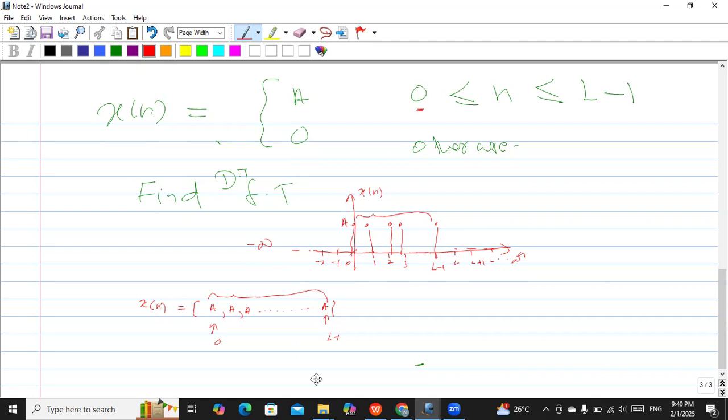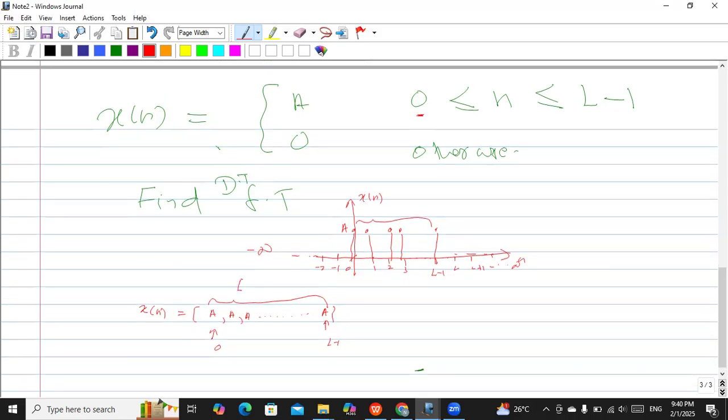What is the length? Yes, that is L, no? Okay, so the length is L. For example, if you have 9 here, from 0 to 9 value, that means there are 10 values, including 0. Okay, so 0 to L minus 1 means there are L number of terms. So this length is L.